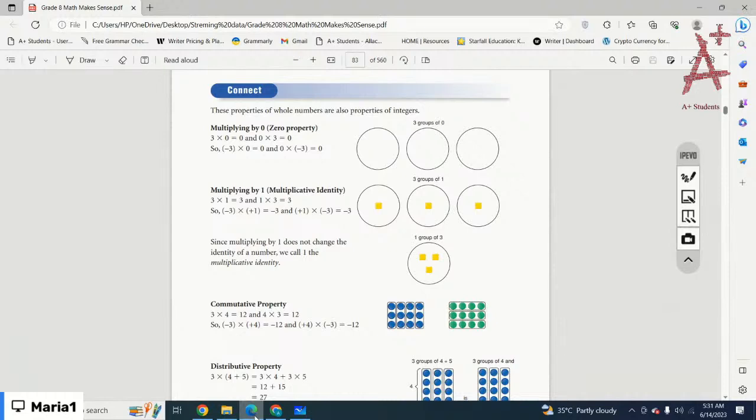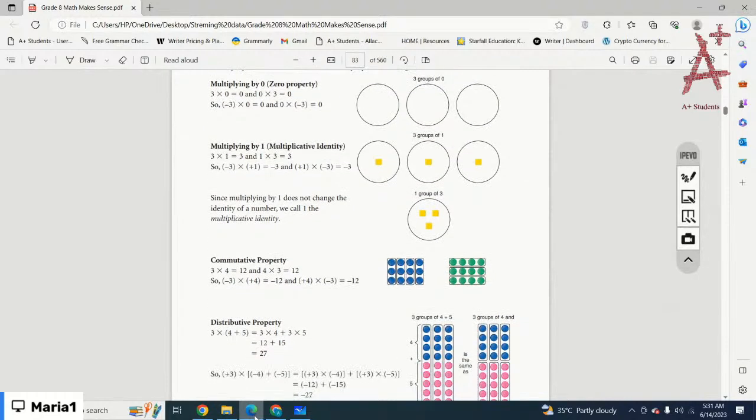Then you have multiplying by 1. So multiplying by 1 means if you are multiplying any number by 1, the answer would be the same number. Like 3 times 1, it would be 3. Got it? Negative 3 times positive 1, it would be negative 3. So no matter what number it is, if you are multiplying it with 1, the answer is exactly the same number. Got it? Since multiplying by 1 does not change the identity of a number, we call 1 the multiplicative identity. Got it?